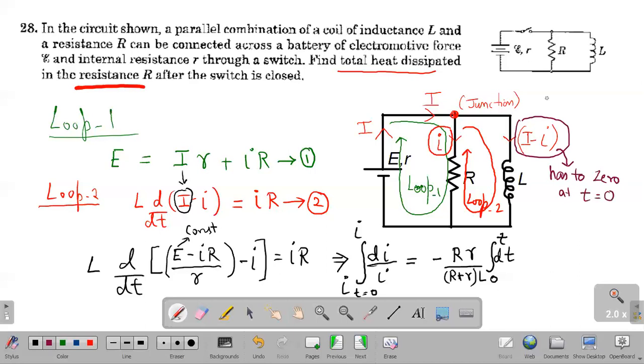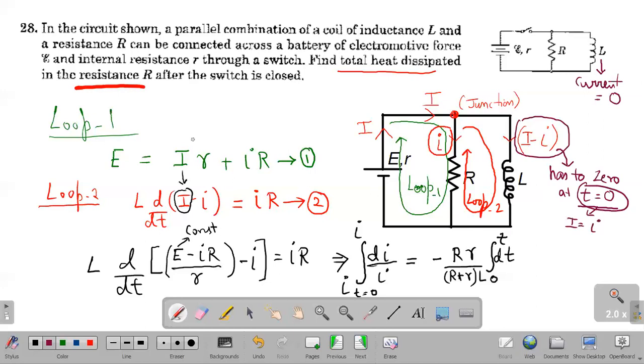The reason is that before the switch was closed, there was no current in this inductor. So after closing the switch at time t equal to 0, there cannot be any amount of current in this inductor, as if there is a current through the inductor, it will violate the basic property of the inductor, which opposes change of the magnetic flux through it. For that reason, capital I minus small i has to be 0 at time t equal to 0. That means at time t equal to 0, capital I is the same as small i.